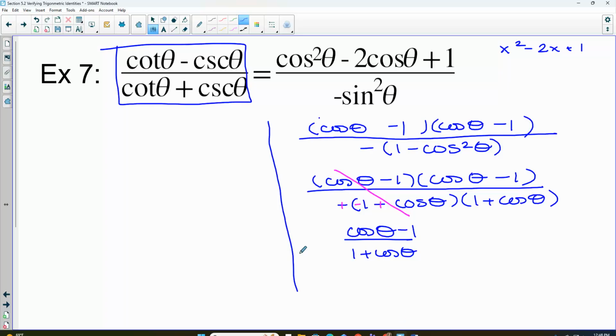All right, look at my goal. I want something minus something on top, something plus something on the bottom. I'm kind of close, but my functions are off. Do you have any ideas on how we might get there?